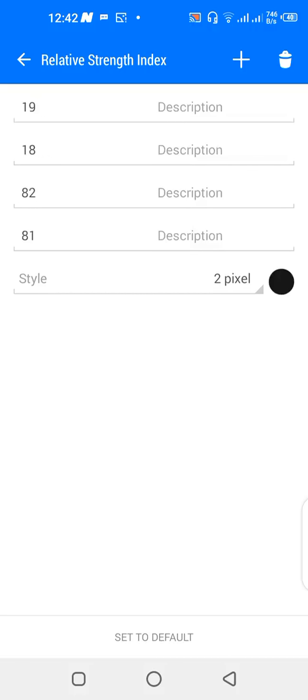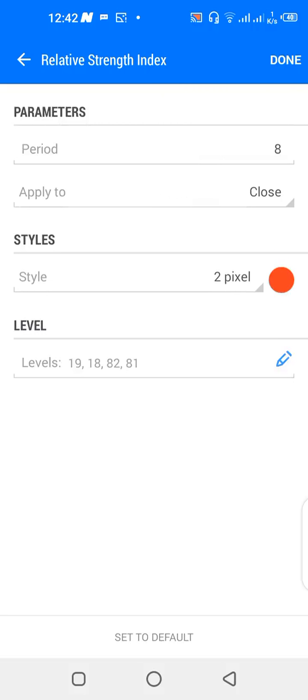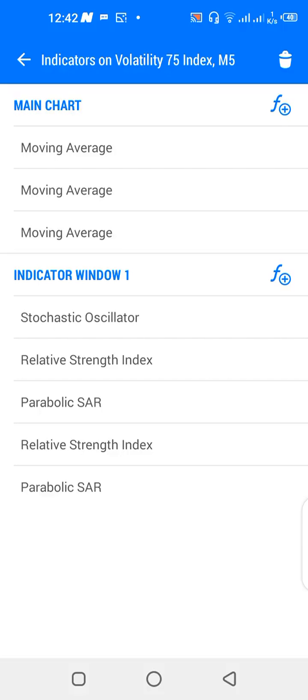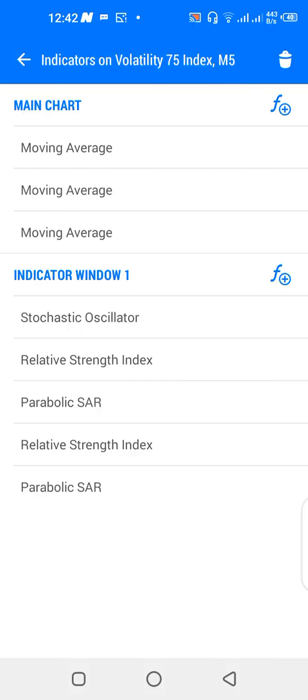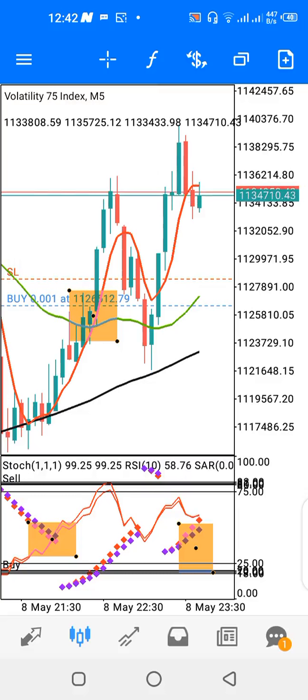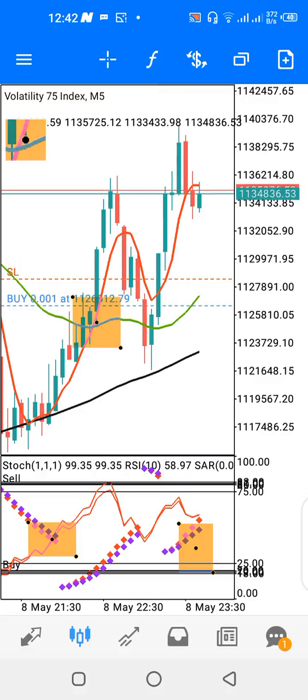We have 19, 18, 82, 81. Okay, then the last indicator there is parabolic SAR. Step is 0.02, maximum is 0.09, color is purple. All right, so that's the parameters, and that's the way you use this strategy. It's a very simple strategy.